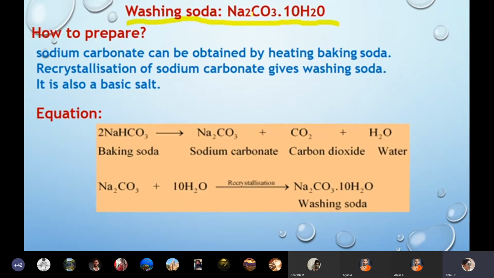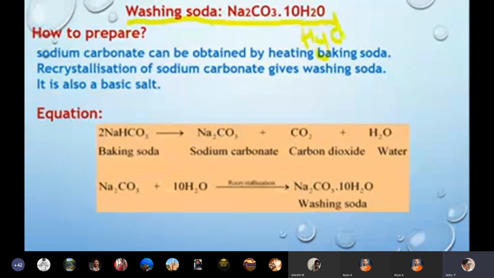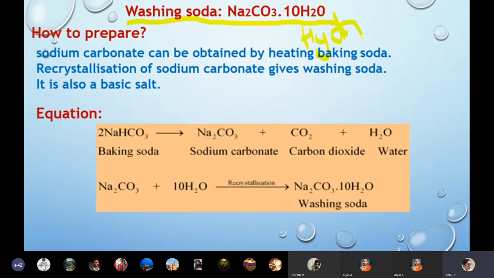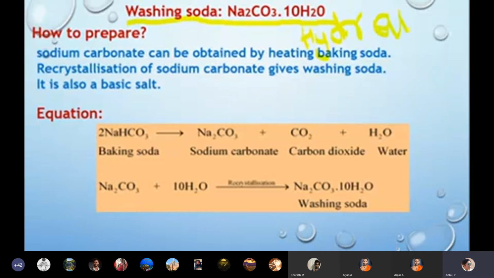What makes the difference? These kinds of salts are called hydrated salts. It means there is water content in those salts. Remember, this salt has a small amount of water present in it. So this kind of salt is called a hydrated salt. A small amount of water content is present in order to make them a salt in powder form. So Na2CO3 dot 10H2O, sodium carbonate. Na stands for sodium, C stands for carbon, O stands for oxygen.